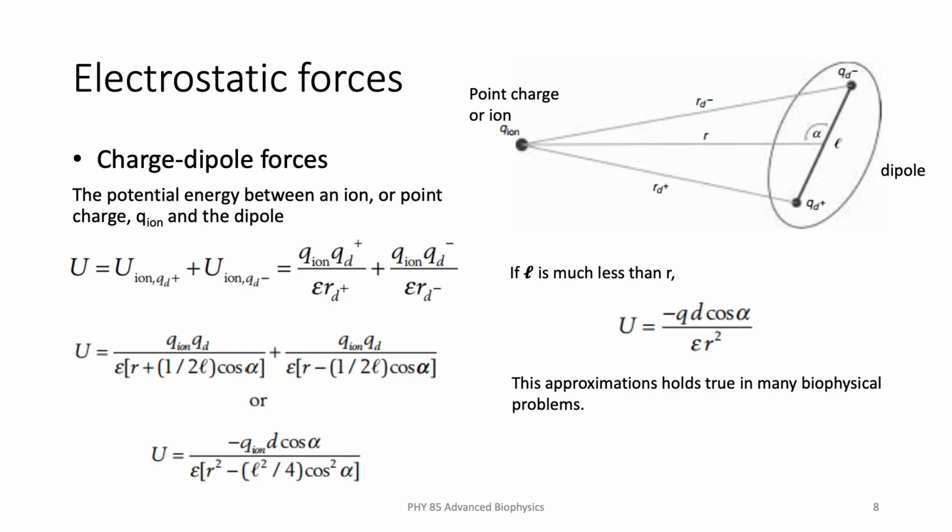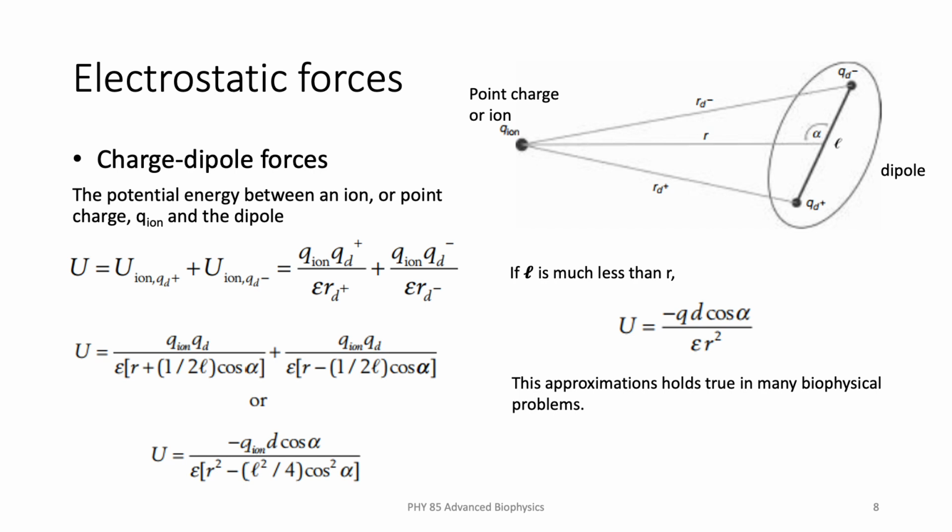potential energy between the ion and each of the charges Q plus and Q minus in the dipole, where R plus is the distance between the ion and the positive end of the dipole, and R minus is the distance between the ion and the negative end of the dipole. Instead of two separate distances, R plus and R minus, we introduce only the distance between the ion and the center of the dipole, R.